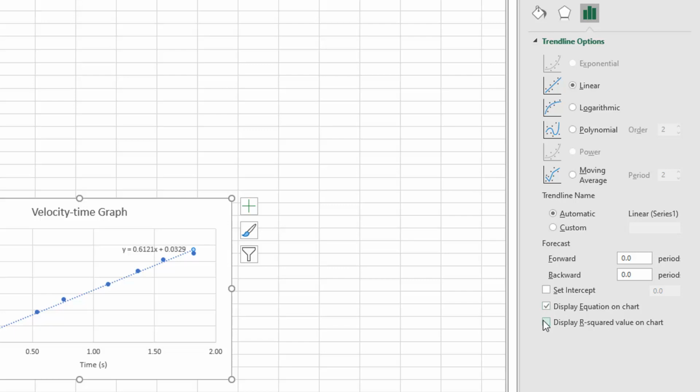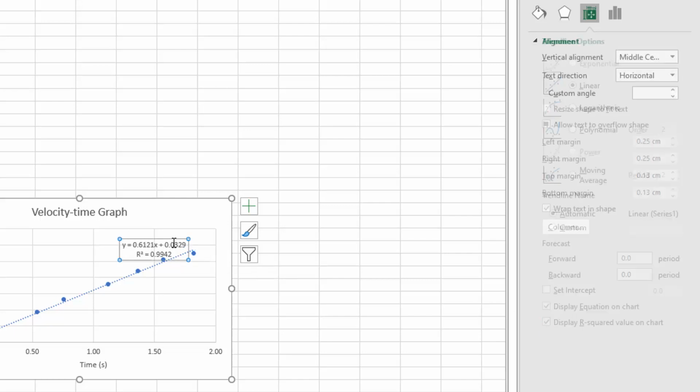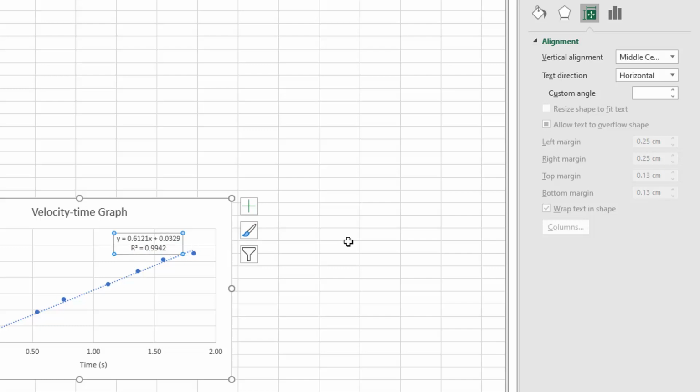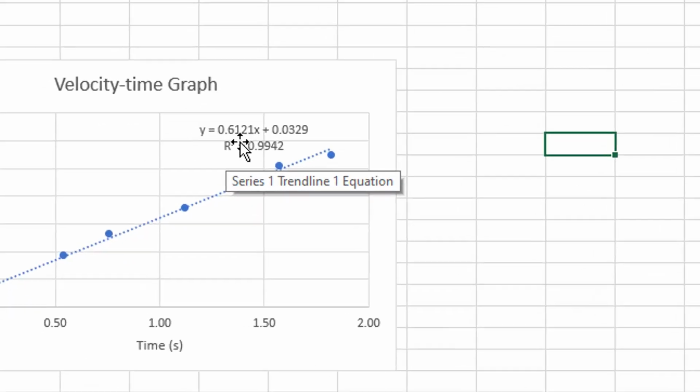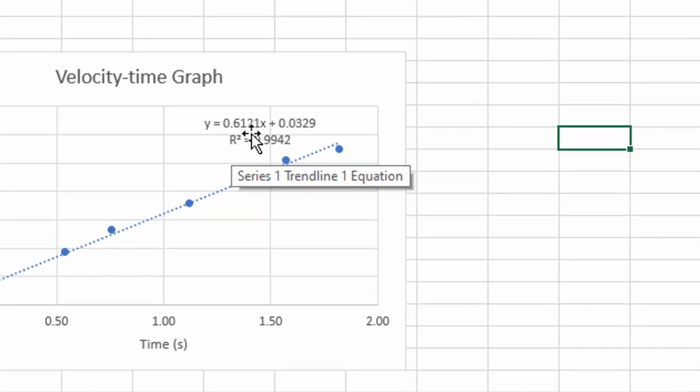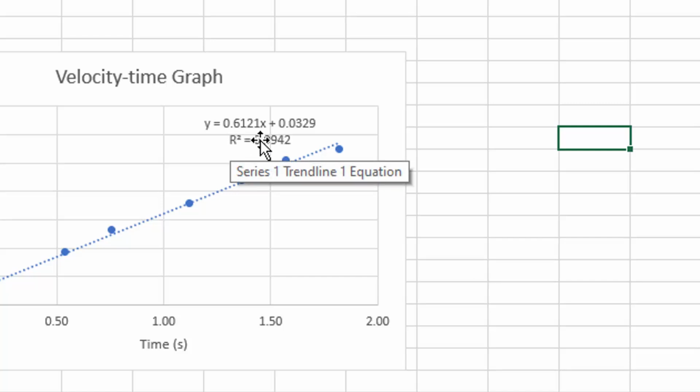And you know what I can also do? I can display the R squared value. I'm going to put both of those in. So the equation there, see the coefficient of X there, 0.6121. That's the slope of the graph. So that tells me from my data, the acceleration of the trolley down the ramp was 0.6121 meters per second squared, according to my data here.